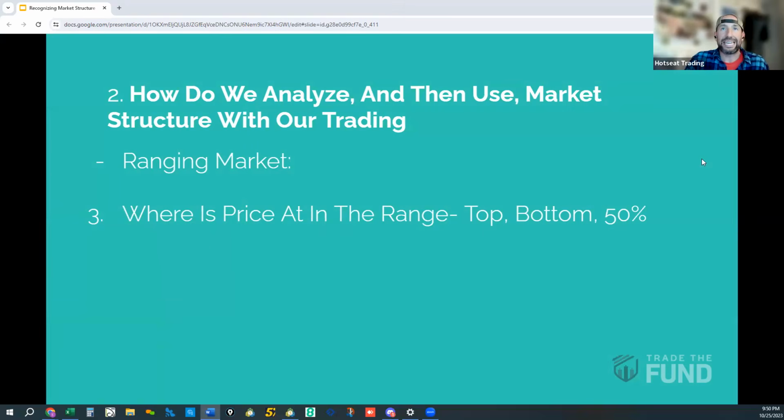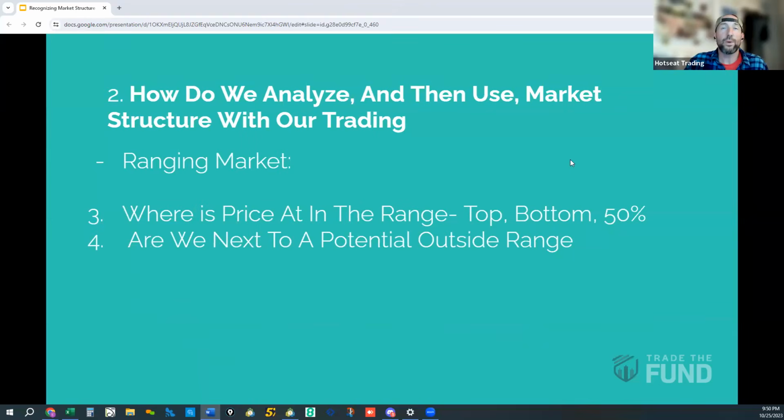Where is price at in that range? Is it at the top of the box? Is it at the bottom? Is it at 50%? Are we next to a potential outside range? That comes into play to help us understand, do we need to be trading light in this area? All of this information is vital to help us with our trading. Even this simple understanding of, is price at 50% in this range? Do I need to sit on my hands and wait for the 50-50 coin flip? We've called it the 50-50 at the 50%.